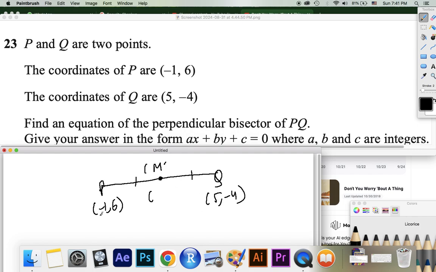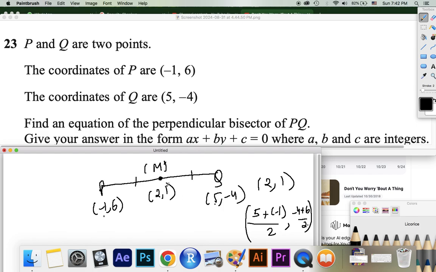That comes to (5 plus -1) over 2. So that's 4 over 2. So basically the average of these two: (5 plus -1) over 2, and (-4 plus 6) over 2. So what does that come to? 5 minus 1 is 4, 4 divided by 2 is 2. And 6 minus 4 is 2, 2 divided by 2 is 1. So (2, 1). Right, so this point M is (2, 1).